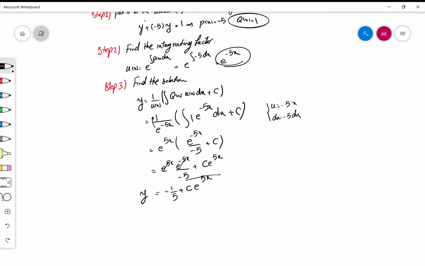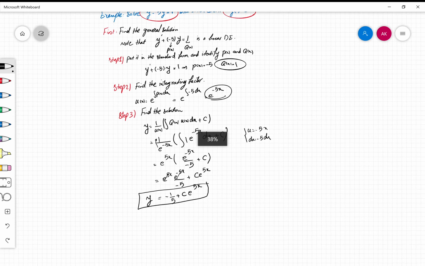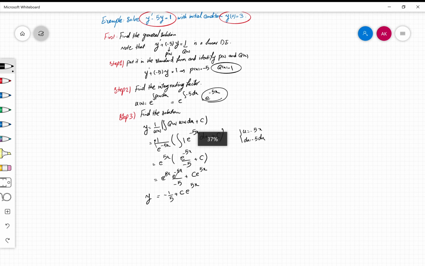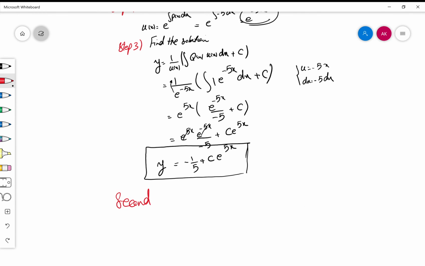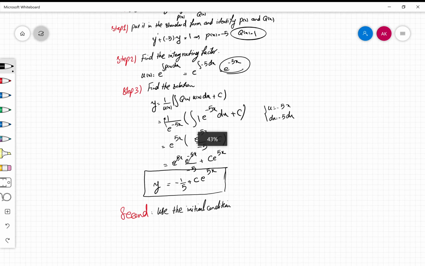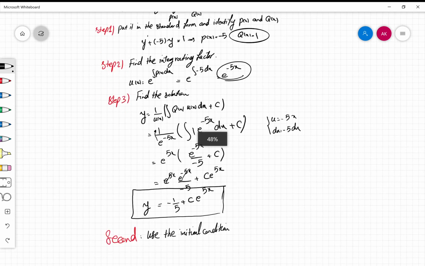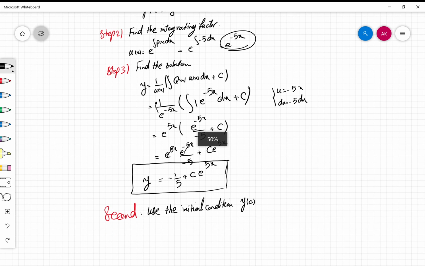That's the first step. Now we want to use that one to find the particular solution. So we need to go to step 2. The second step is use the initial condition, which was what? The initial condition is y at 0 is 3. That means this is x, this is y, to find the particular solution.